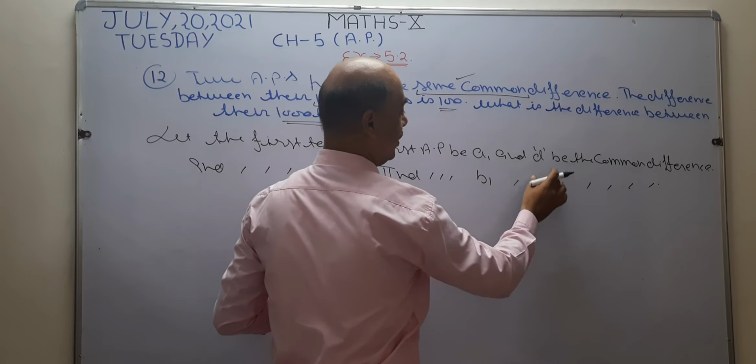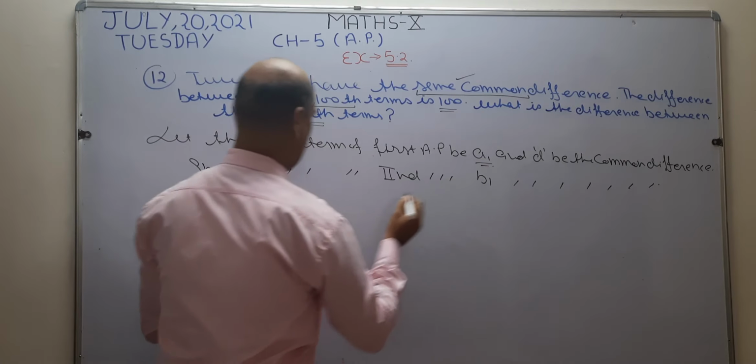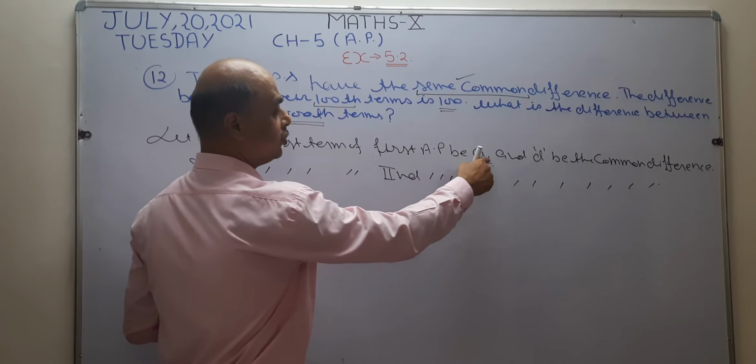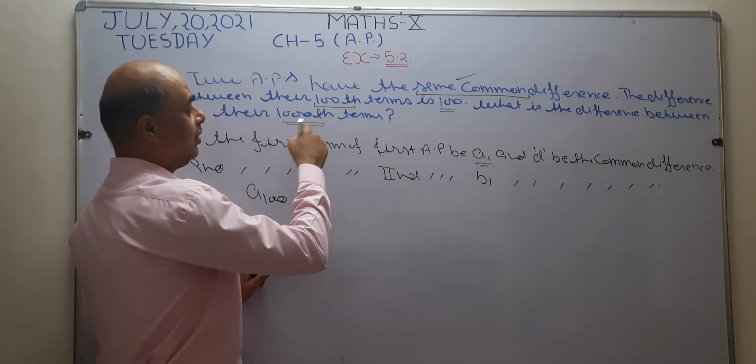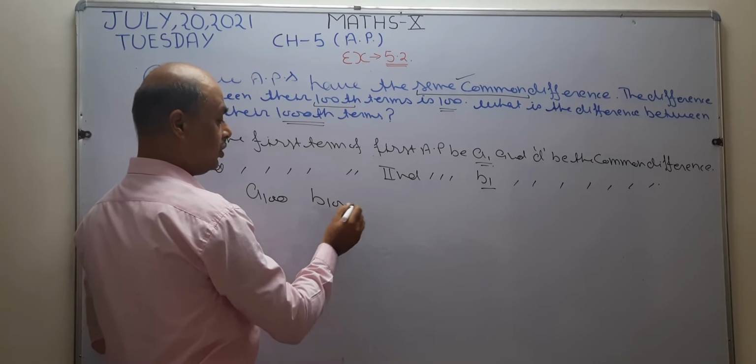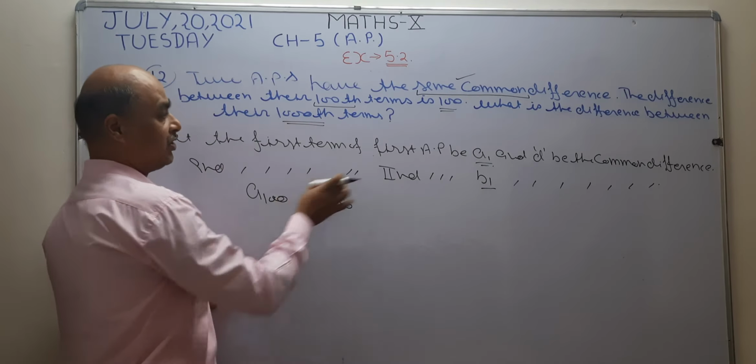Now what is given? The difference between their 100th term. The 100th term of the first AP is A100, because the first term starts with A1. The 100th term of the second AP is B100. Difference means a minus sign is there. The difference between both the 100th terms is 100, so A100 minus B100 is equal to 100.